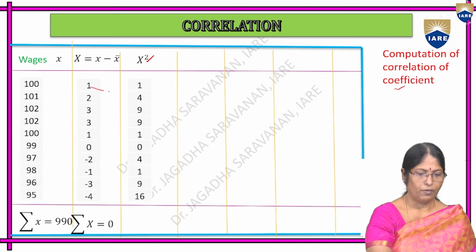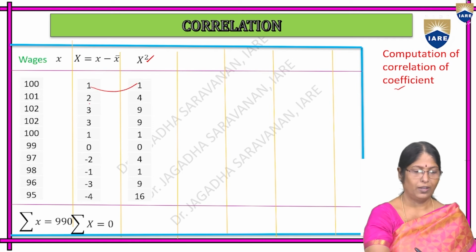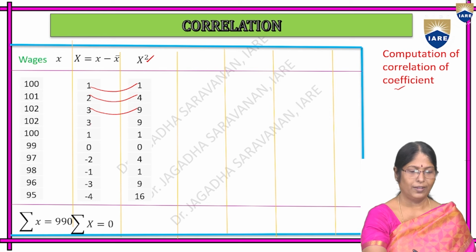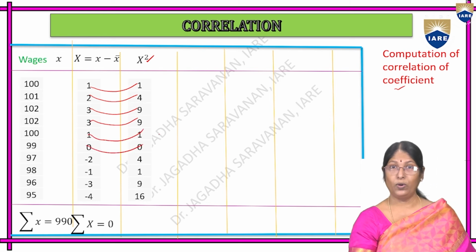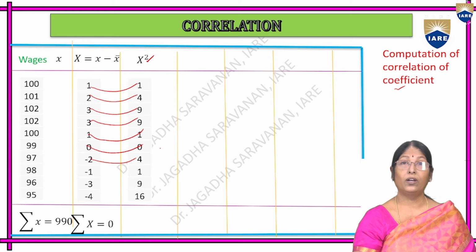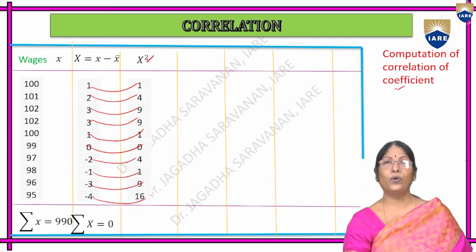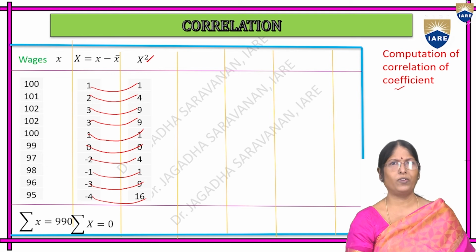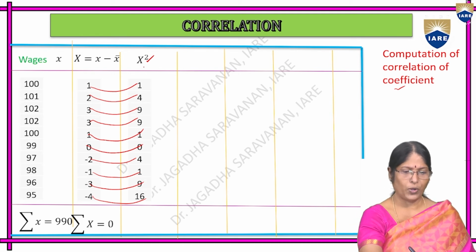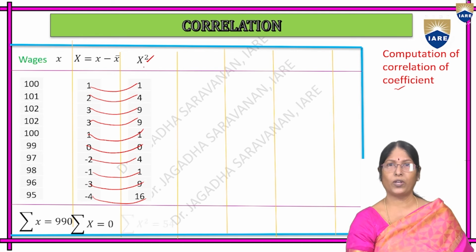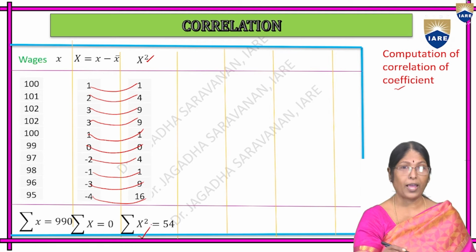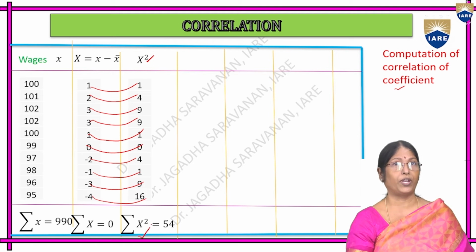Now, 1 square, 2 square, 3 square is 9, 3 square 9, 1 square, 0, minus 2 the whole square, minus 1 square, minus 3 square, minus 4 square. We know the square of a negative is always positive. So we got capital X square. Summation capital X square equals 54.